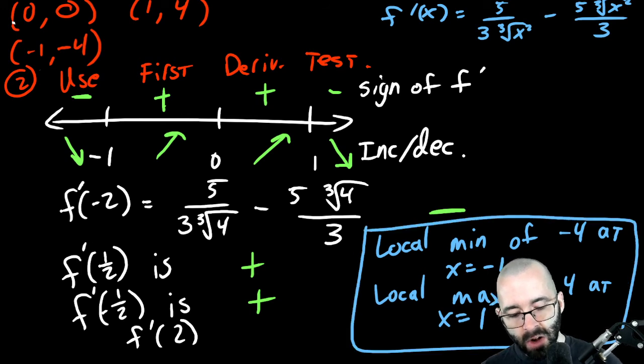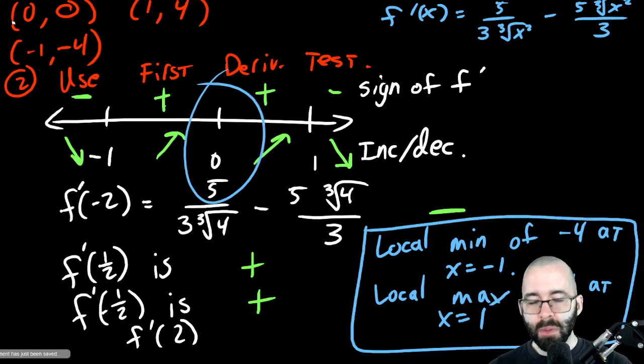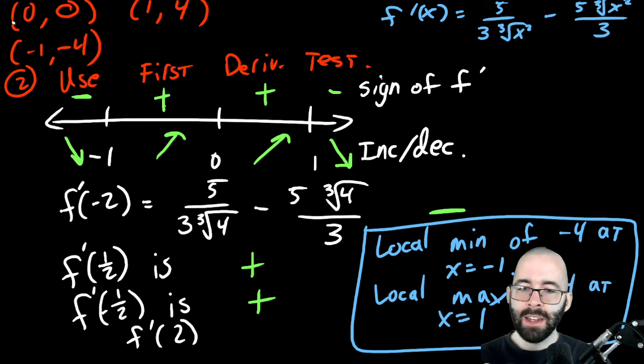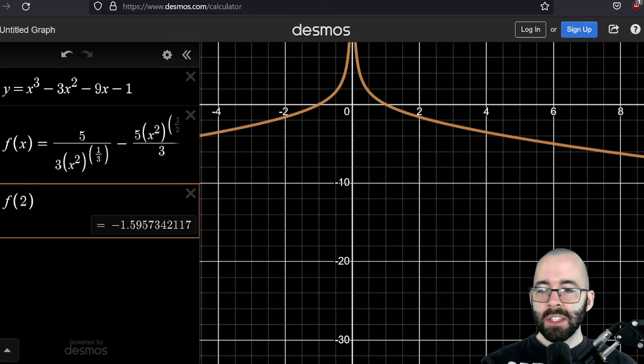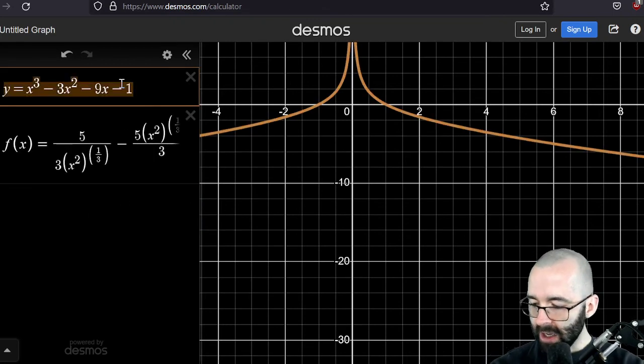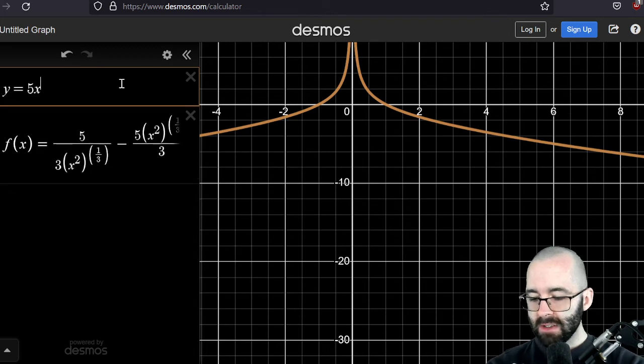That's our answer. Those are all the local extrema. There is a critical point here, but it's not a local extremum. Let's plot the original function and the derivative on the same axes and see what we got. This is 5x to the 1/3.